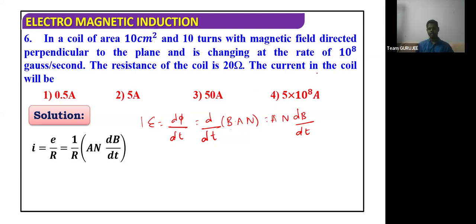dB by dt is equal to 10 power 8. The area of the coil is 10 centimeter square. The number of turns is 10. Convert centimeter square to meter square: 10 centimeter square is converted to meter square as 10 into 10 power minus 4 meter square. The number of turns is given. Then find the E value first, the induced EMF value.